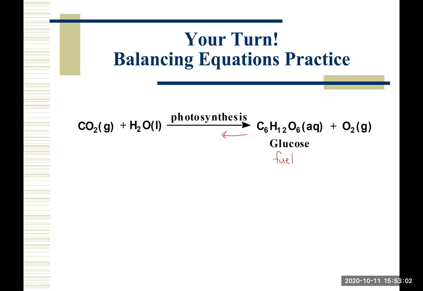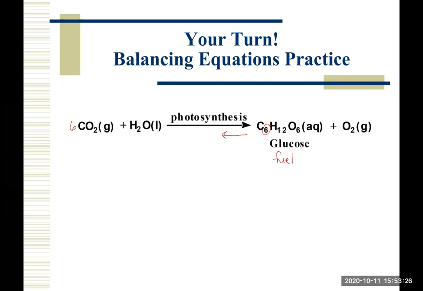Let's balance this reaction as we see it, and let's start with carbon, because carbon shows up in CO2 on the left side of the arrow and shows up in glucose on the right side of the arrow. Over here, glucose has 6 carbons, and on the left side of the arrow, we see we only have 1 carbon. So we put a 6 in front of the CO2.